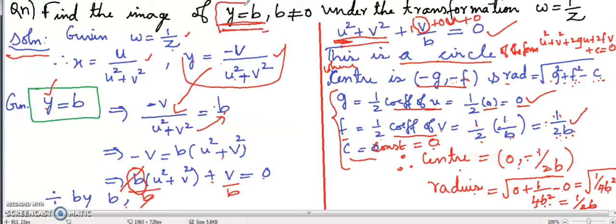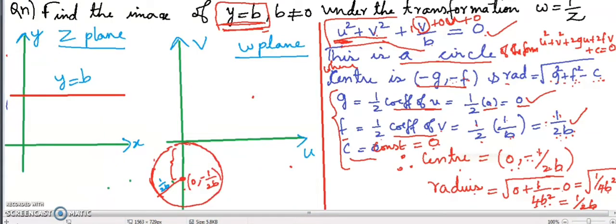In the Z plane, what is the equation? Y is equal to b. In the W plane, it will be in terms of u and v, that is a circle: u square plus v square plus v by b is equal to 0, where the center of this circle is (0, minus 1 by 2b) and radius is 1 by 2b. We can draw the diagrammatic representation of this also.